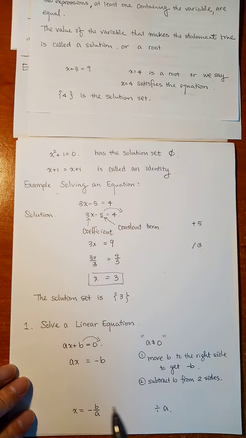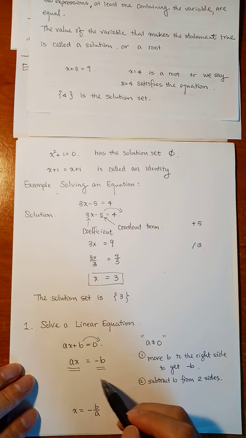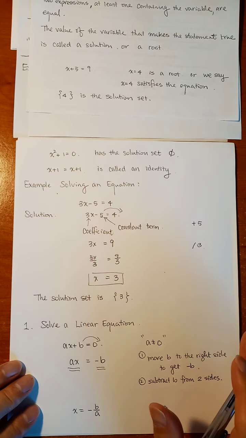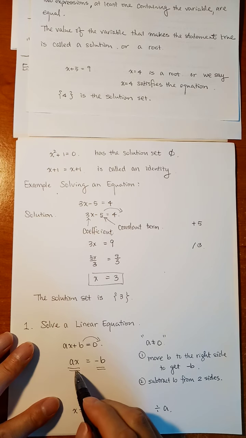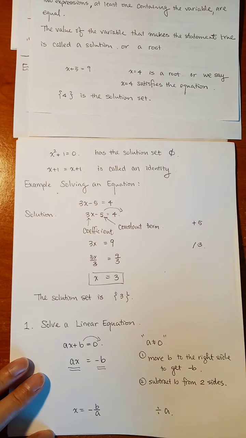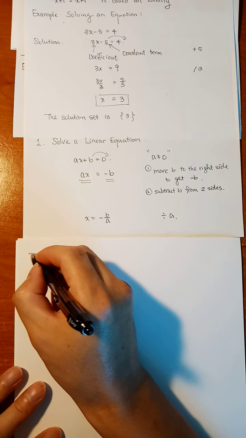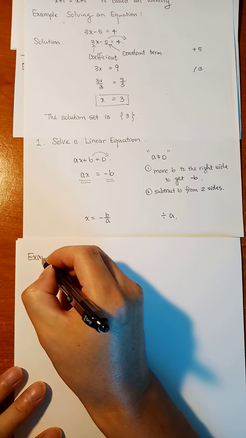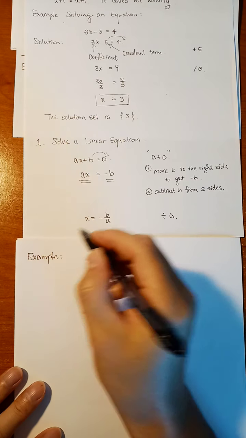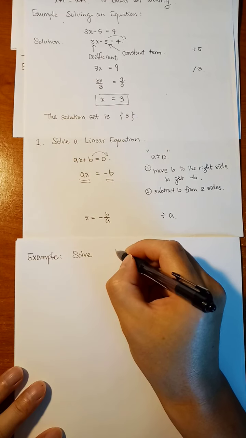So what did we do? We keep x with its coefficient in the left-hand side. We keep all the constant numbers in the right-hand side, simplify it, and divide by the coefficient of x. Okay, so let's do one example. Solve this equation.